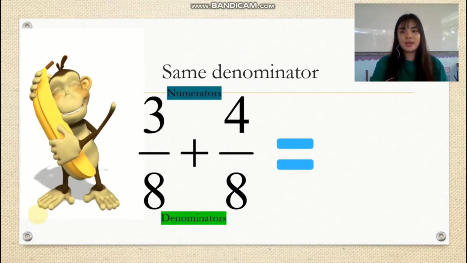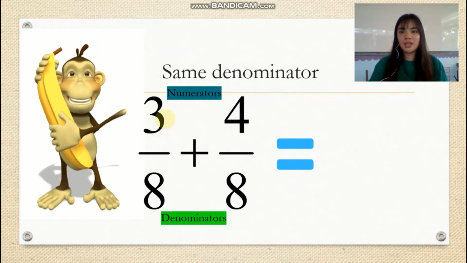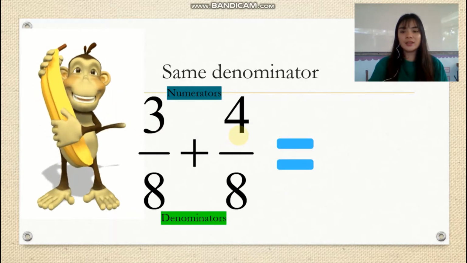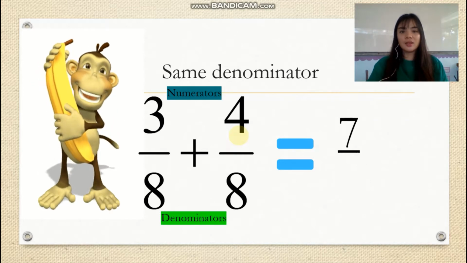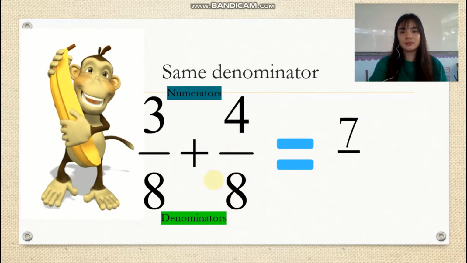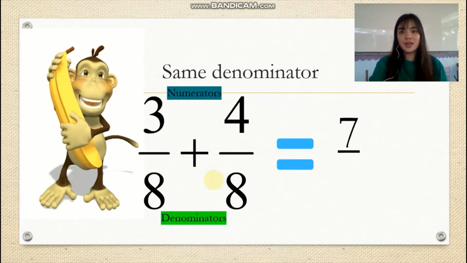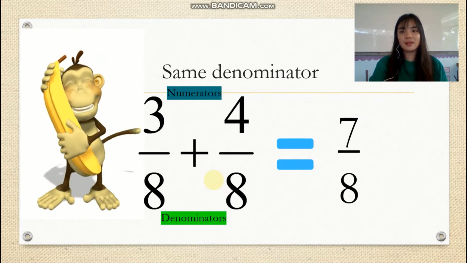If we have the same denominator, we can just add our numerators. So 3 plus 4 is equal to 7. Then we can just carry the number in our denominator, which is 8. So our answer would be 7 all over 8.